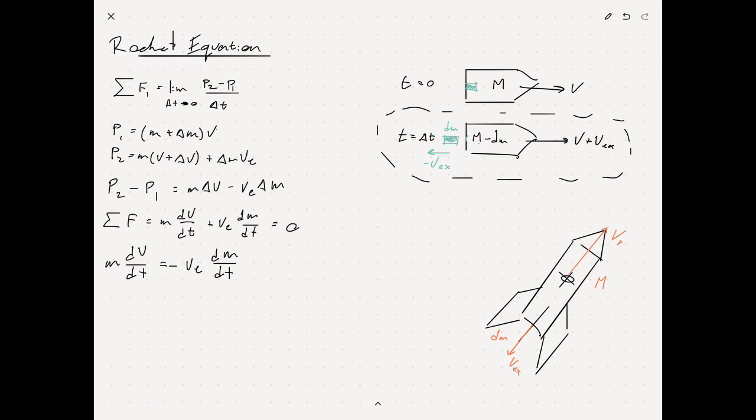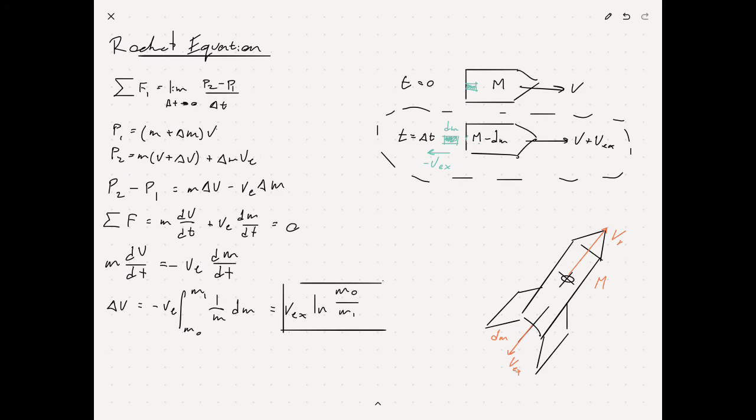Then we can move m to the other side and integrate with respect to time to get delta v equals negative v exhaust times the integral from m initial, wet mass, to m final, dry mass, of 1 over m dm. And this obviously equals v exhaust times the natural log of wet mass over dry mass. And that's the rocket equation.